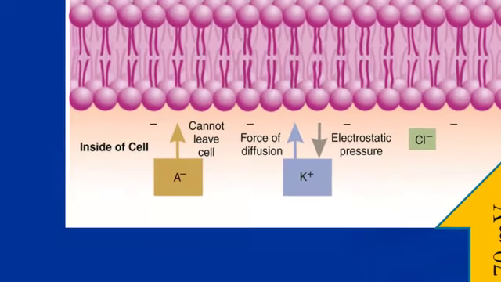Now potassium is positively charged. But what really gives the negativity to the inside of the cell are proteins, oftentimes marked as A negative. These are larger molecules and they're negatively charged.